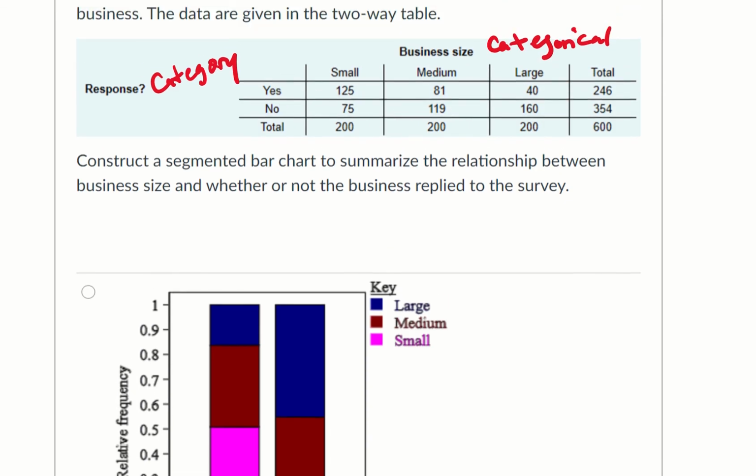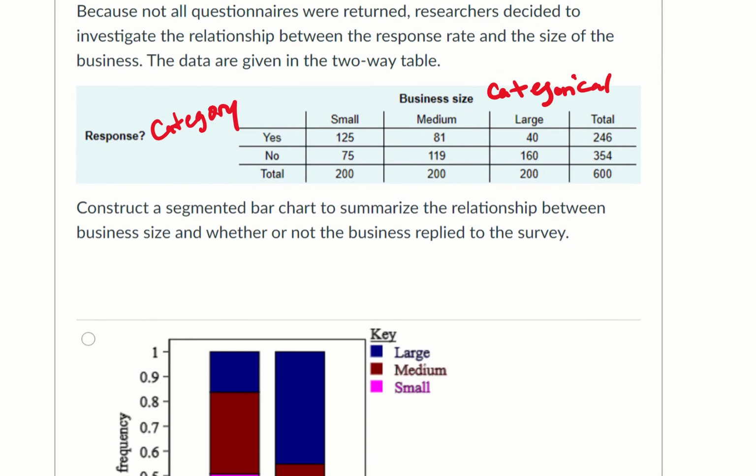First off, we said that the size of the business is going to influence whether they respond or not. So we're thinking that the size of the business explains why they responded or did not respond. Therefore, the response variable is whether they responded or not, and the explanatory variable is the business size. So we know that this is X and this is Y.